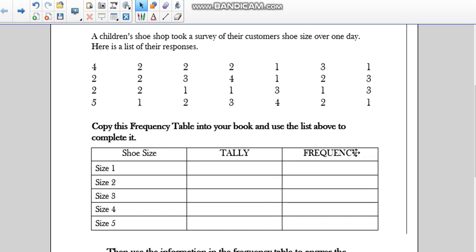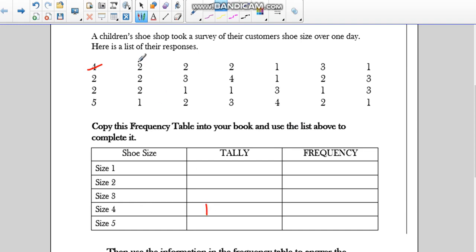Now remember, the word frequency means how many we've got of something. So we're looking at how many people were size 1, how many people were size 2, but the easiest way to do that is to start with tallying. So just as a reminder, to tally and to do it accurately and make sure we don't make mistakes, the thing to do is to take one number at a time and put it in your tally, and then work across the row and cross them out as you go. So for example, the first one's 4, so I would cross that out and put it in there.